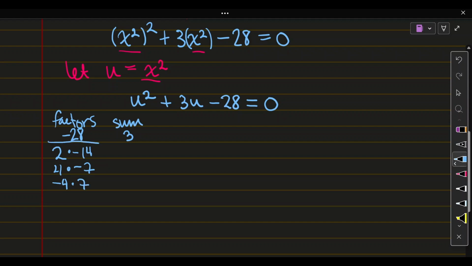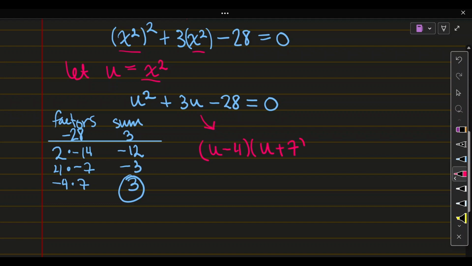And then 2 minus 14, their sum is negative 12. 4 minus 7 is negative 3. Negative 4 plus 7 is 3. So now this 3 matches this 3, so I use these two as my factors. And because a is 1, I can just rewrite this in terms of its factors. So the factored form of this is u minus 4 times u plus 7 equals 0.